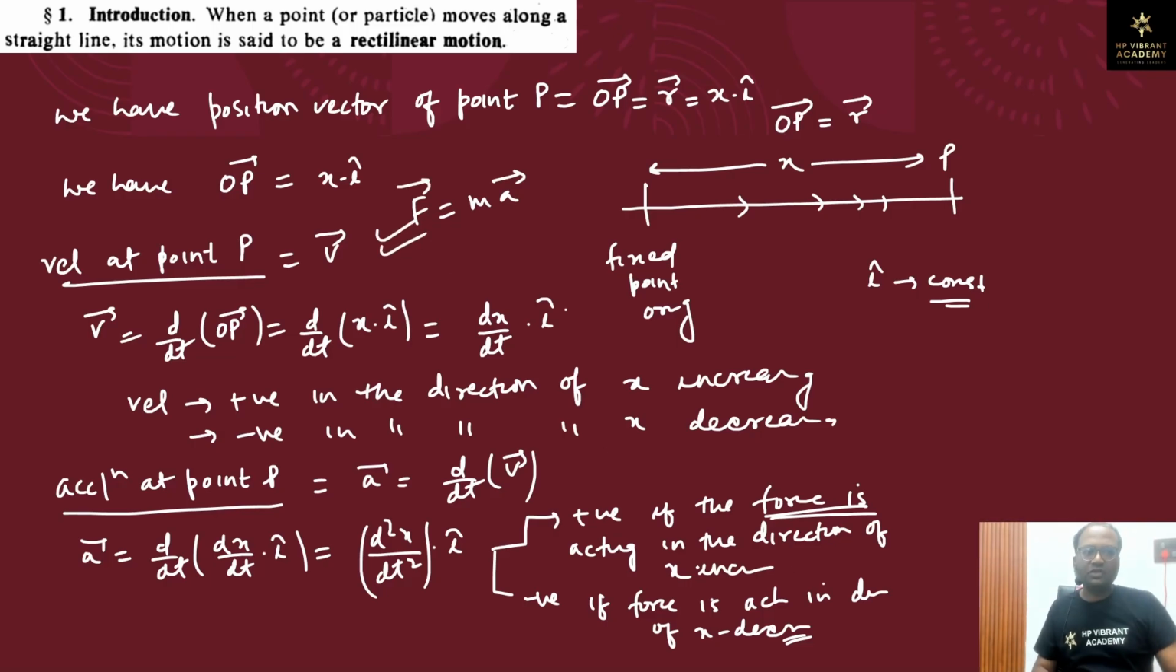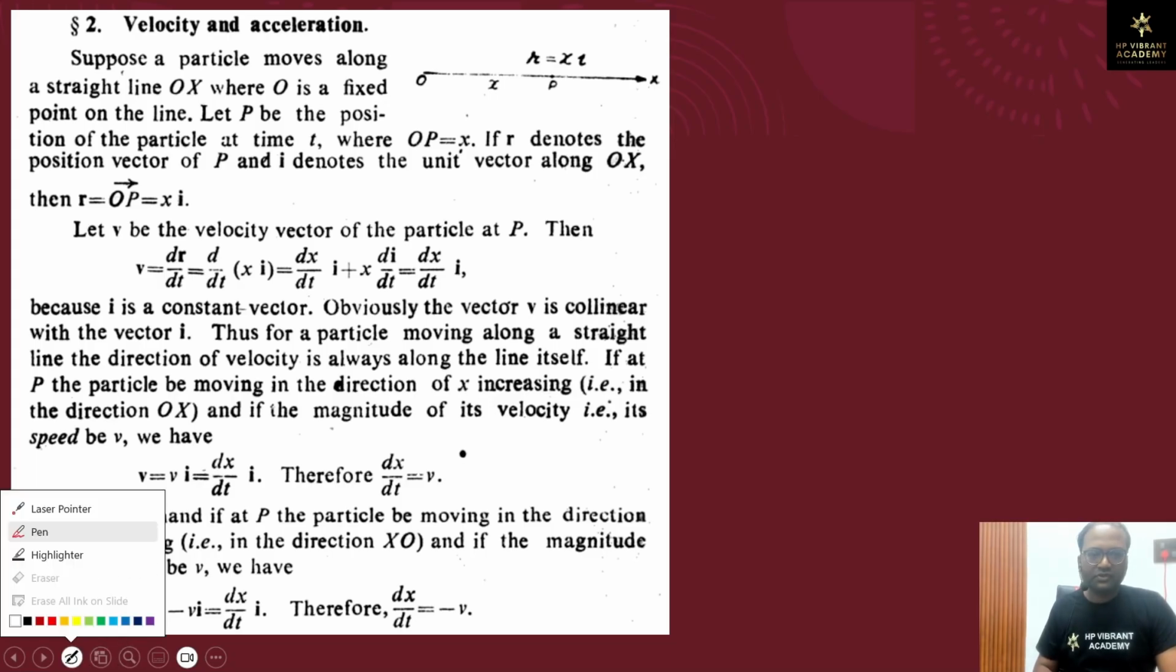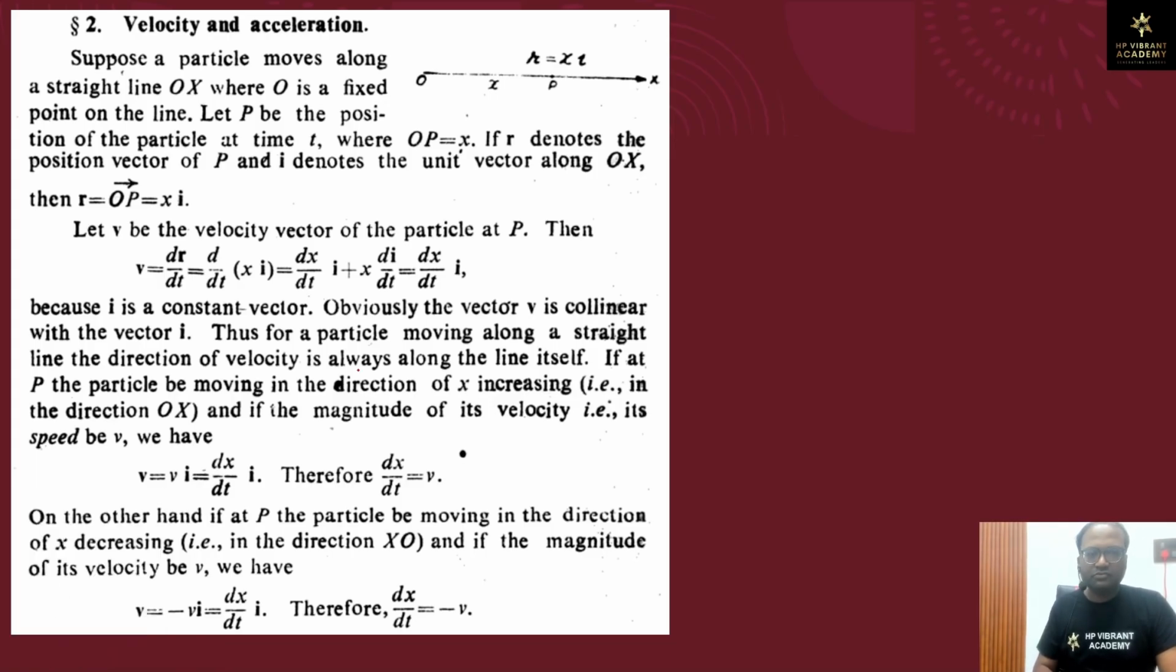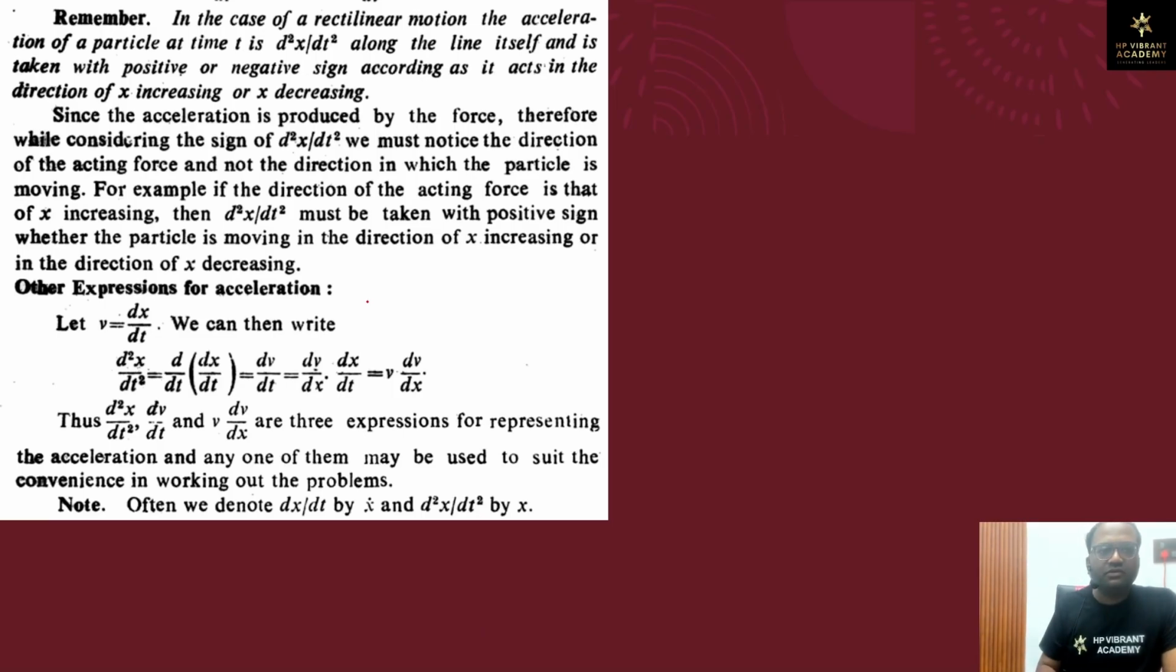Okay, let us move further. This we have already discussed; you can read this in this slide. We have the velocity as dx upon dt into i cap. This we have already discussed. And v is positive in the direction of x increasing and v is negative in the direction of x decreasing.